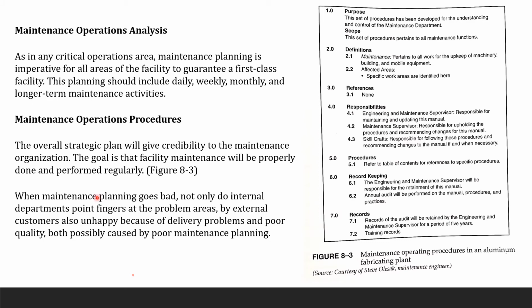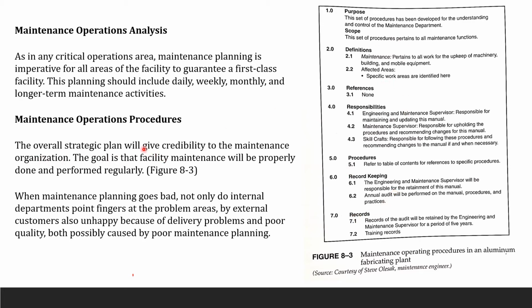All right, then we will get into maintenance operations procedures. Here you can see a sample from a textbook. That's figure 8, unit 8, figure 3, the third diagram. Maintenance operation procedures in an aluminum fabricating plant. They have the purpose, definition, reference, responsibilities, procedure, record keeping, and then records, everything that you need to know about.